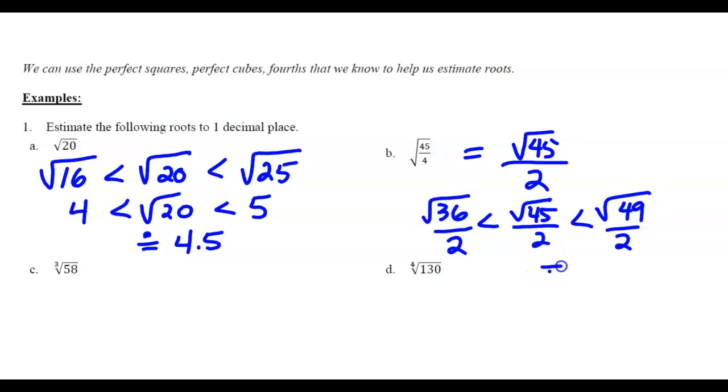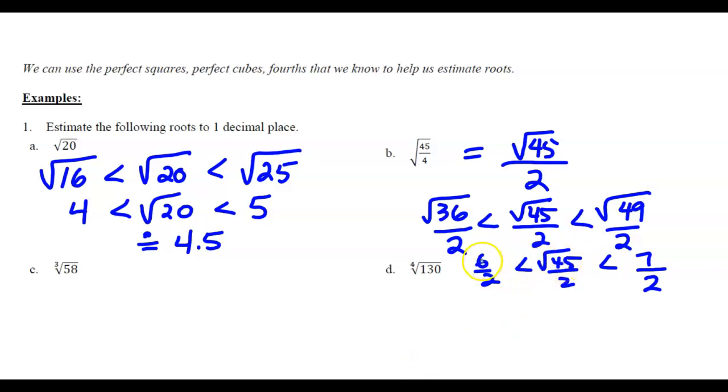So now my estimate for this, I guess I should simplify each of those. So this would be 6 over 2 and the outside one would be 7 over 2. Well, 6 over 2 is 3, right? But you might not even want to simplify that yet. I'm just going to keep it as the root 45.